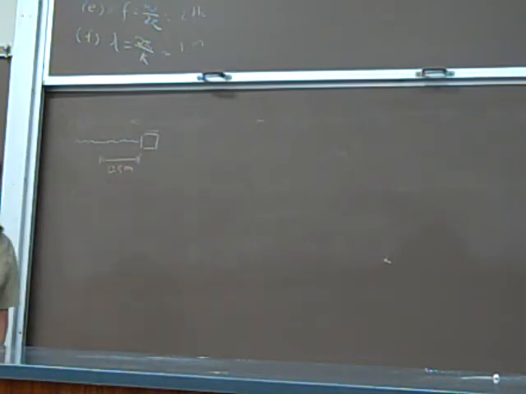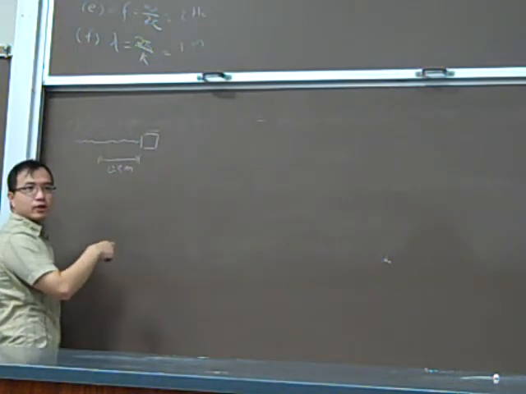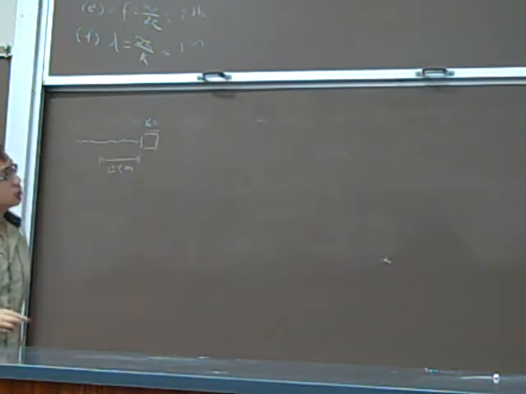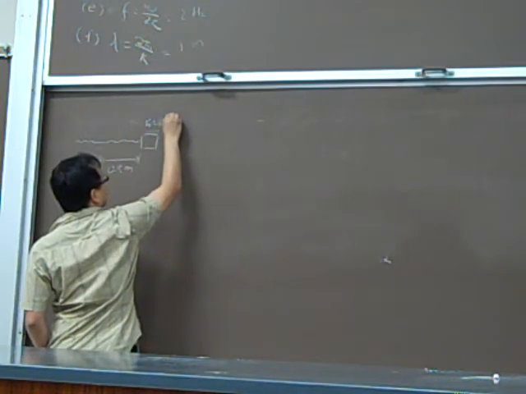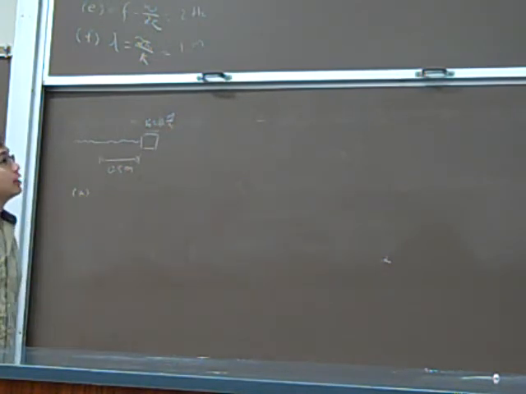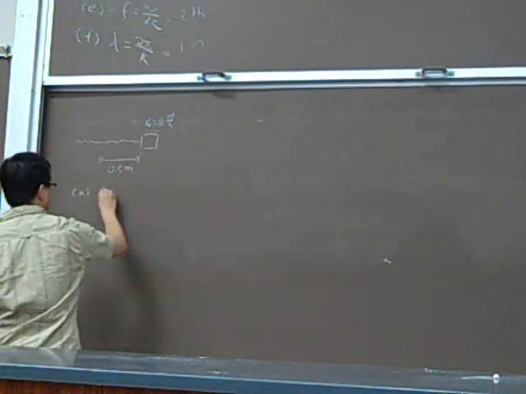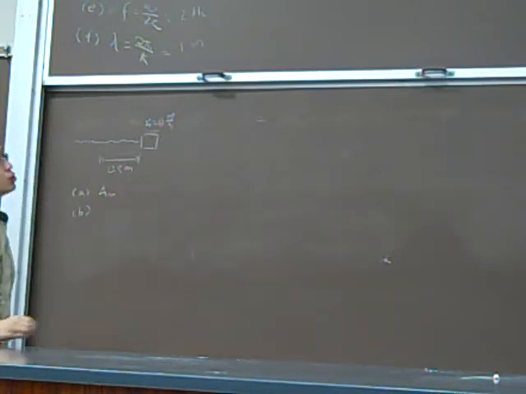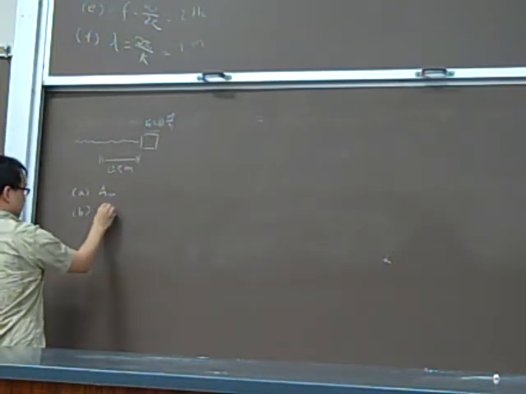You need to write everything in standard units. And I also give it some initial velocity at that point. V0 equals 10 meters per second. And I want to find the motion's amplitude, A, and the motion's frequency, f.